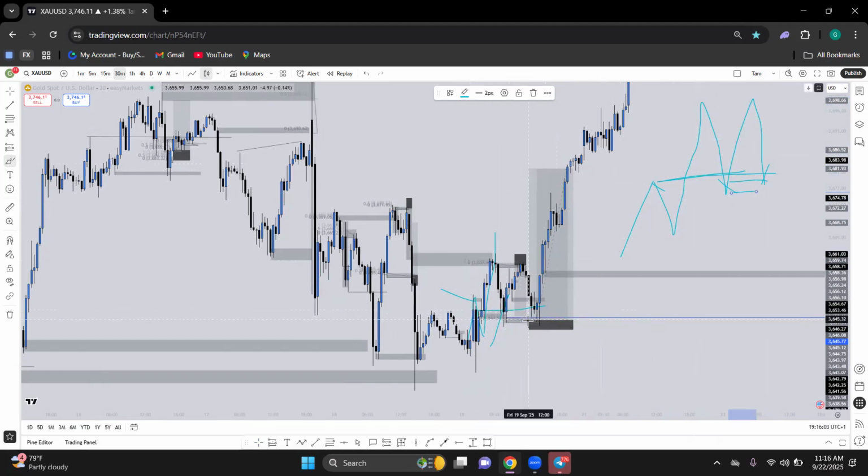Right, entry was taken right here off a lower time frame. We actually did refine this entire structure all the way to the 5 minutes time frame.